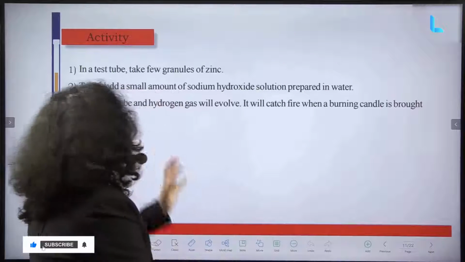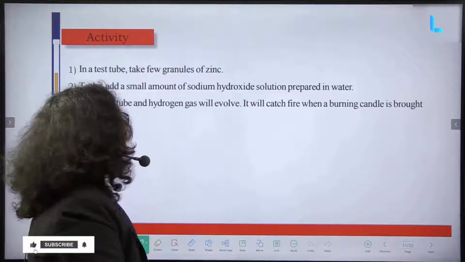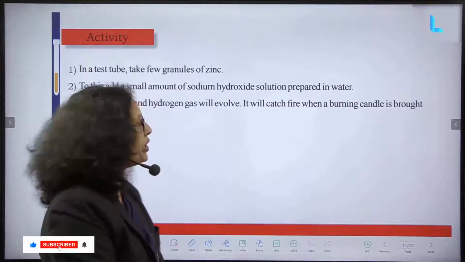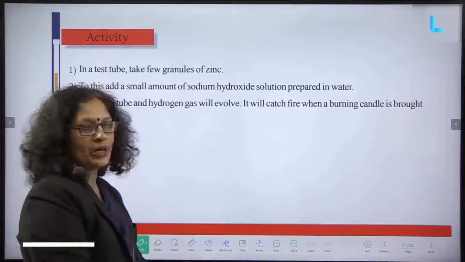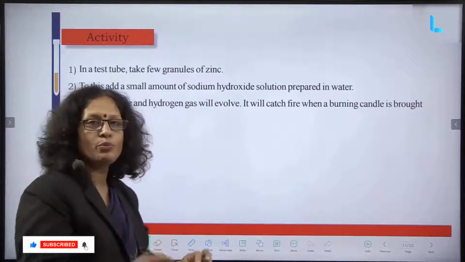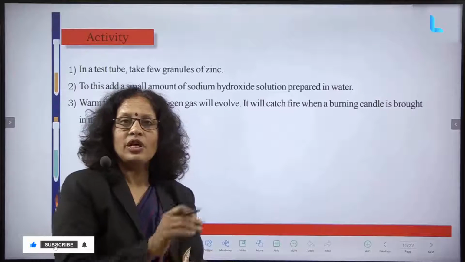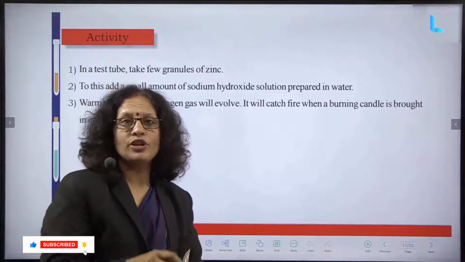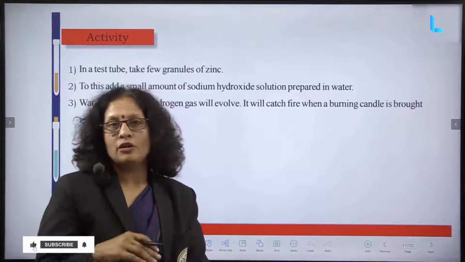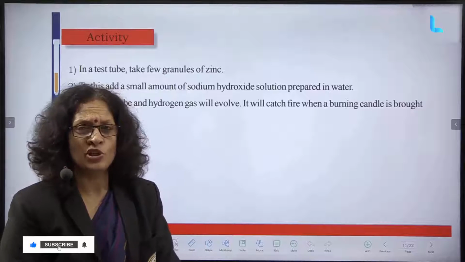Now, in a test tube, take a few granules of zinc. To this add a small amount of sodium hydroxide solution prepared in water. Warm the tube and hydrogen gas will liberate. It will catch fire when a burning candle is brought in contact with it. We will do the experiment the same way. There we took zinc granules and treated them with HCl, and when a burning candle was taken close, it burned with a pop sound and a small explosion.